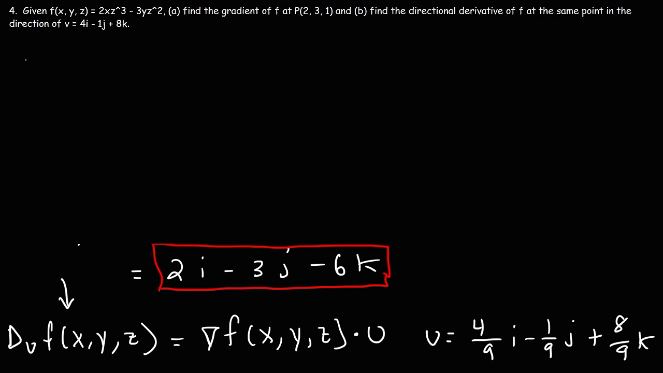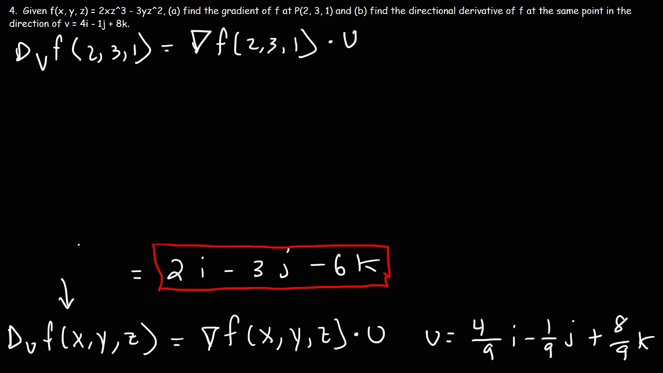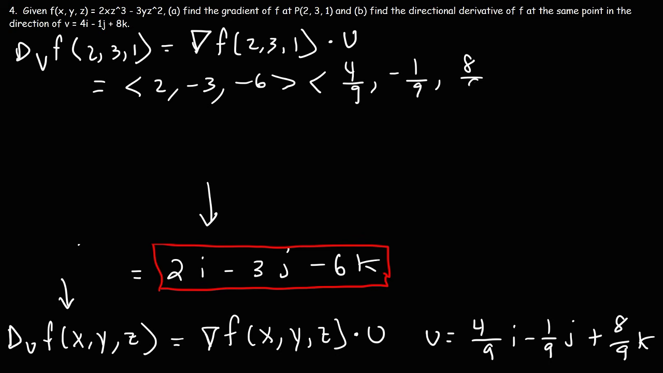So now let's plug in the point. So the directional derivative at the point 2, 3, 1 is going to be the dot product of the gradient vector at that point and the unit vector. That's what I meant to say. So we have the gradient vector. It's 2, negative 3, negative 6, based on what we see here. And the unit vector is 4 over 9, negative 1 over 9, and 8 over 9.